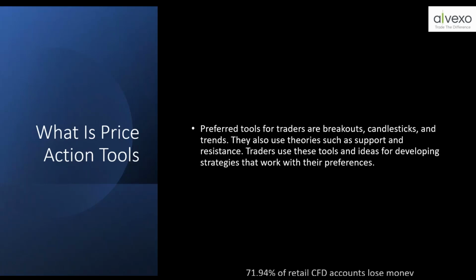Preferred tools for traders are breakouts, candlesticks, and trends. They also use theories such as support and resistance. Traders use these tools and ideas for developing strategies that work with their preferences.